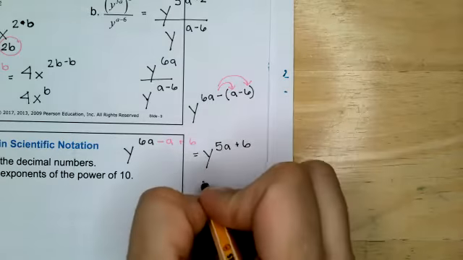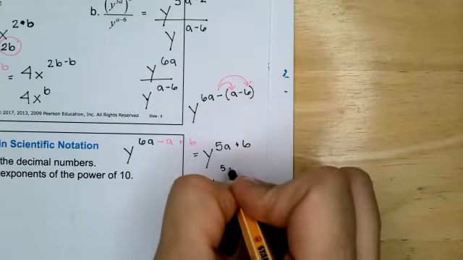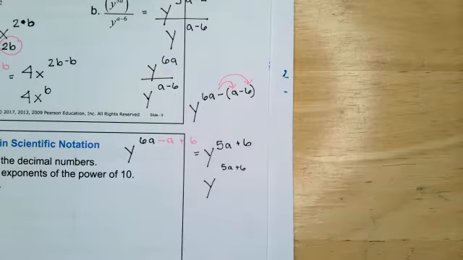So this is all your exponent. I didn't make that clear. Small 5a plus 6.